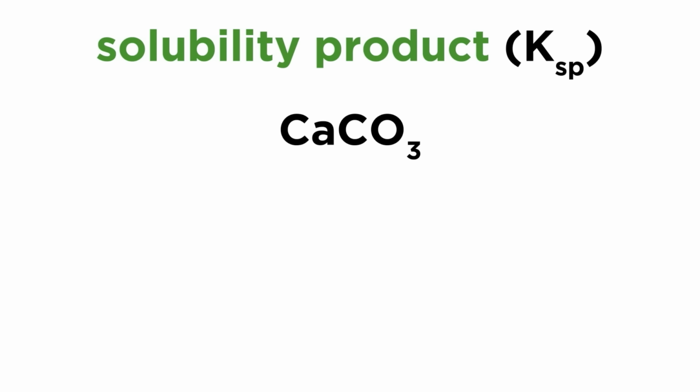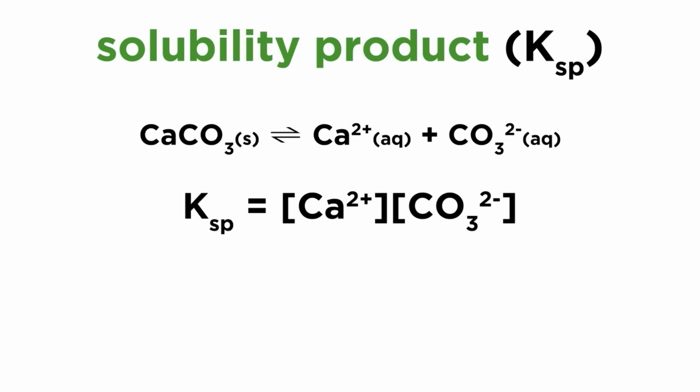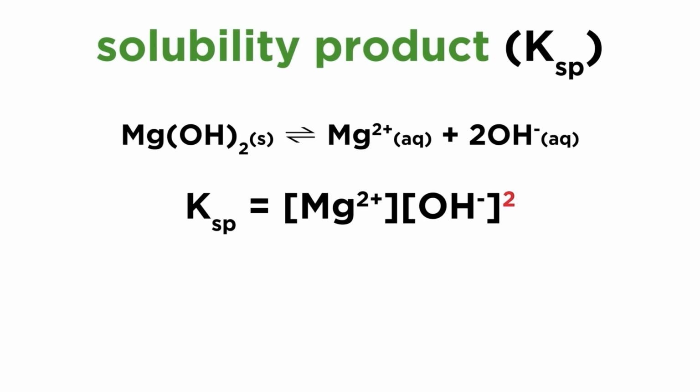Let's make sure that we can write these solubility products for various equilibria. Take something like calcium carbonate. First, we must write out the complete equilibrium. Upon dissociating, this will form a calcium ion and a carbonate ion. Therefore, the solubility product will be equal to the product of these two ion concentrations. If we have something like magnesium hydroxide, it's the same thing, except that dissociation produces one magnesium ion and two hydroxide ions, which means that the hydroxide ion concentration will be squared in the solubility product expression.